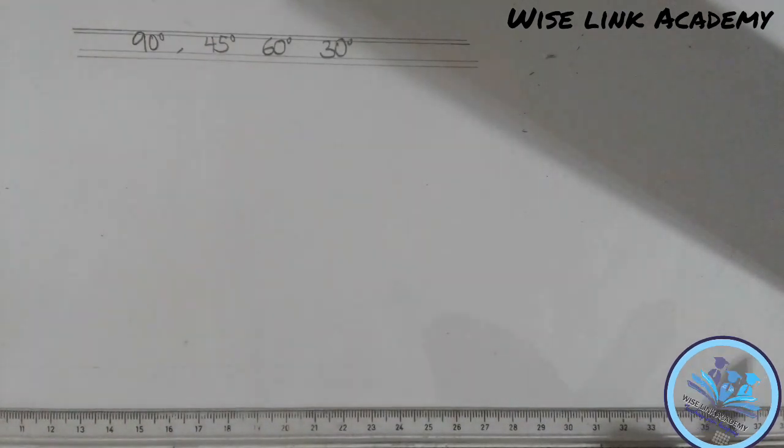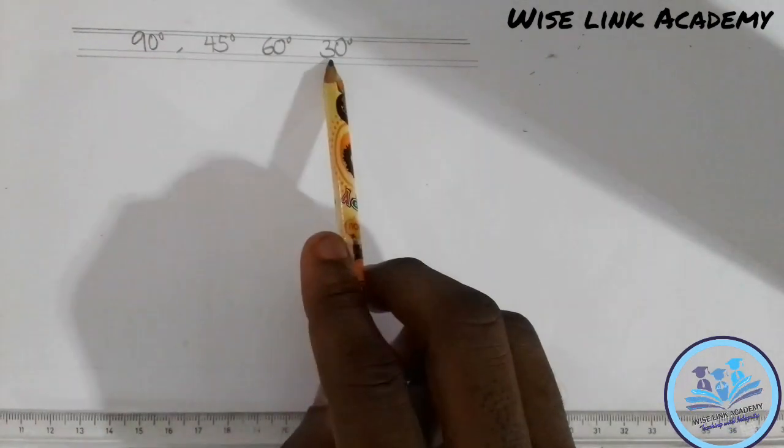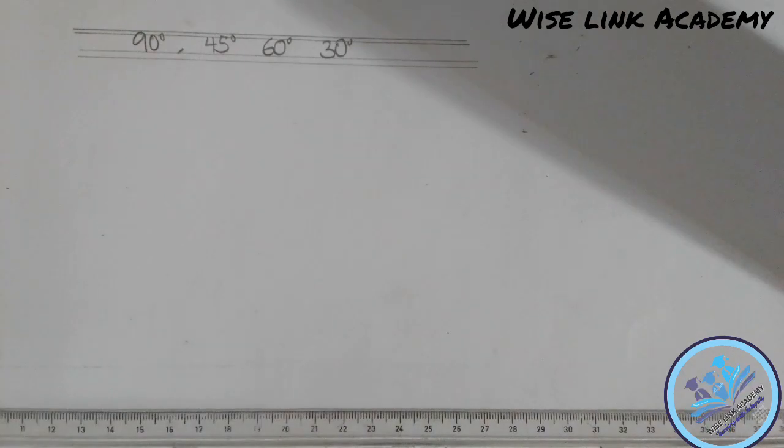Welcome to WiseLink Academy. Today we're going to be looking at how to construct the following angles given below: angle 90, 45, 60 and 30. Now let's start with angle 90.